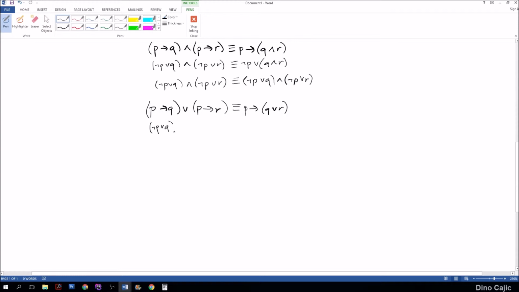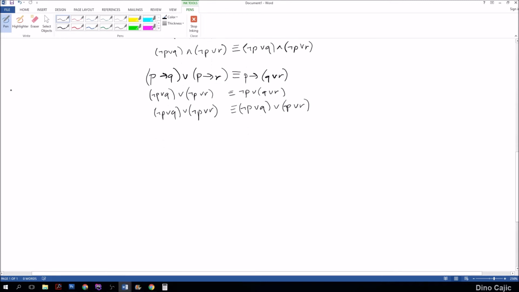Make sure we get it right. (Not P or Q) or (not P or R). Well, that's equivalent to not P or (Q or R). Well, what does that come out to? It comes out to (not P or Q) or (not P or R). If we bring this down, you'll see that both of these are actually equivalent.